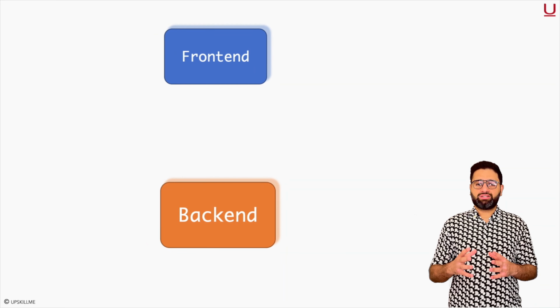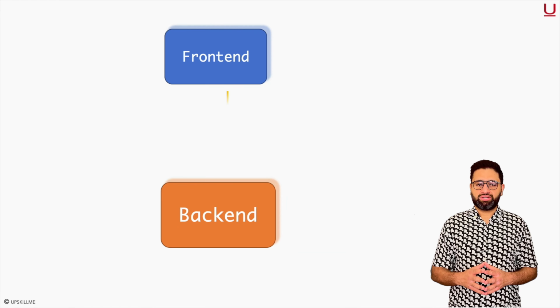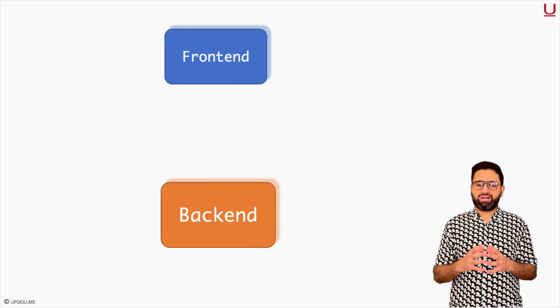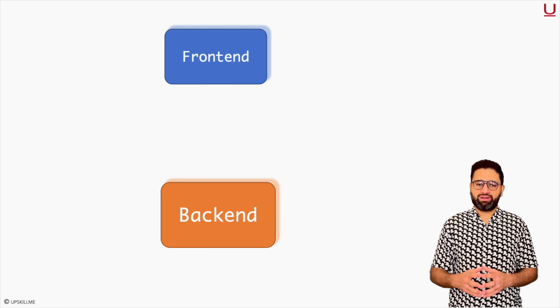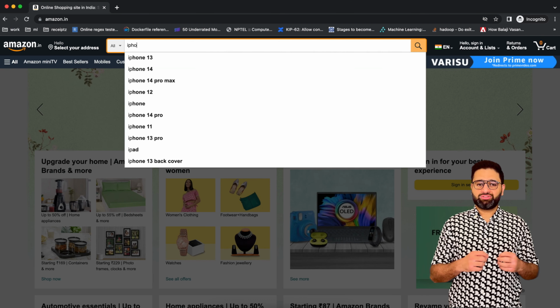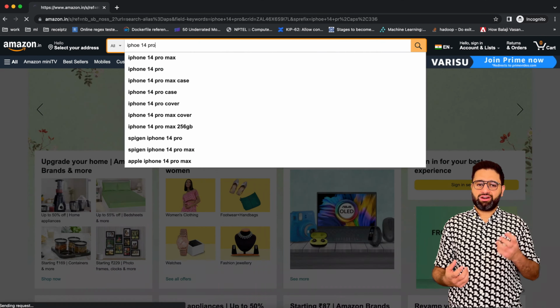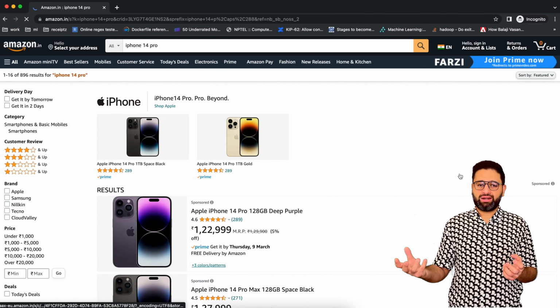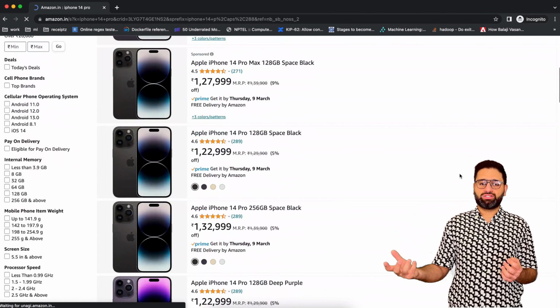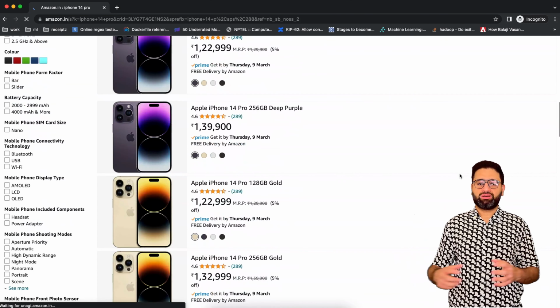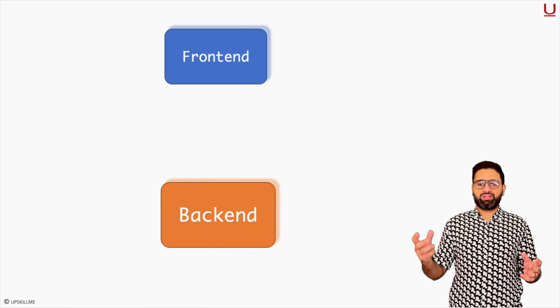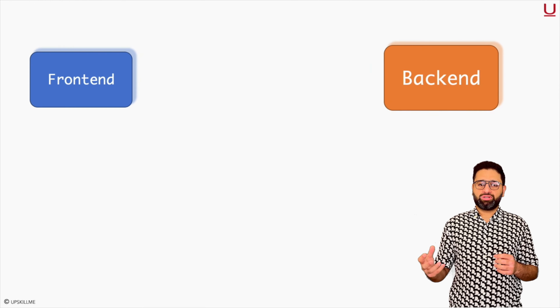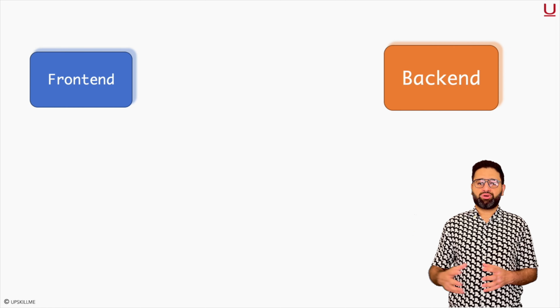The back-end is the heart of any application, and this is where most of the processing takes place. The front-end interacts with the back-end using standard communication protocols, which we are going to see in a moment. When I search for something on Amazon, the front end sends a request to the back end, which then processes the request and generates a response. The front end interacts with the back end primarily using any one of these two communication protocols.